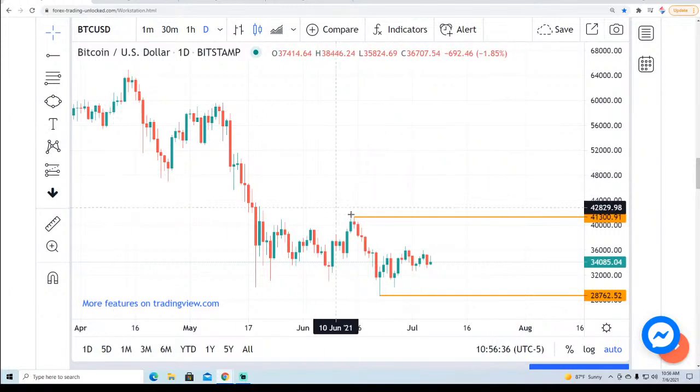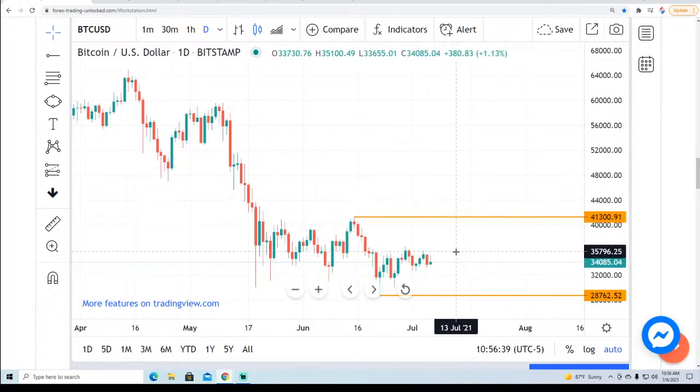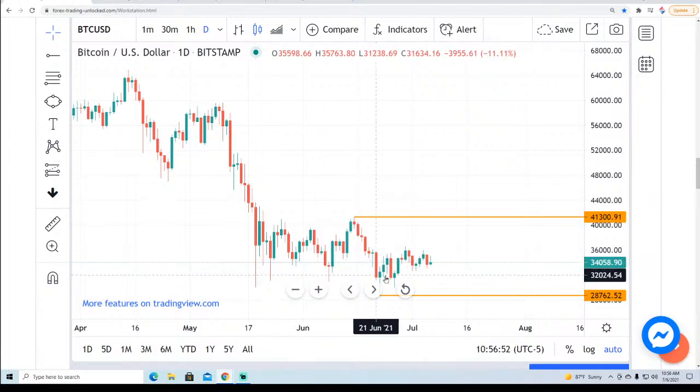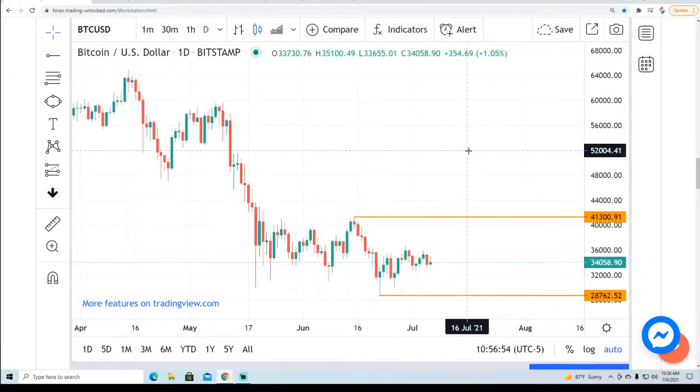So right now we're looking for a breakout. Otherwise, it's just a choppy trade here between these levels, between 28,000 and basically 38,000 to 40,000. There's no sense of direction. It's obviously been this way since going back into the end of May. We've been in this little range, so we have two months of consolidation.